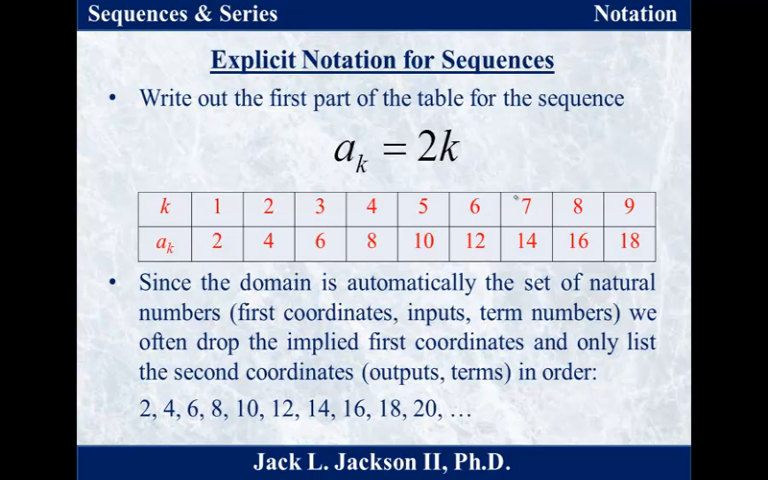And so what you're seeing here is basically the second line of our table. In other words, our outputs in order. And we don't have to write down the inputs because we know what they are. For the first one, the input is 1. The second one, the input is 2. And it's input 3, 4, 5, 6, 7, and so forth. We just have to count to know what the input is. So if we want to know what the input is for a 14, we just count 1, 2, 3, 4, 5, 6, 7. It's the 7th term. The term number is 7, so the input is 7. The output is 14.